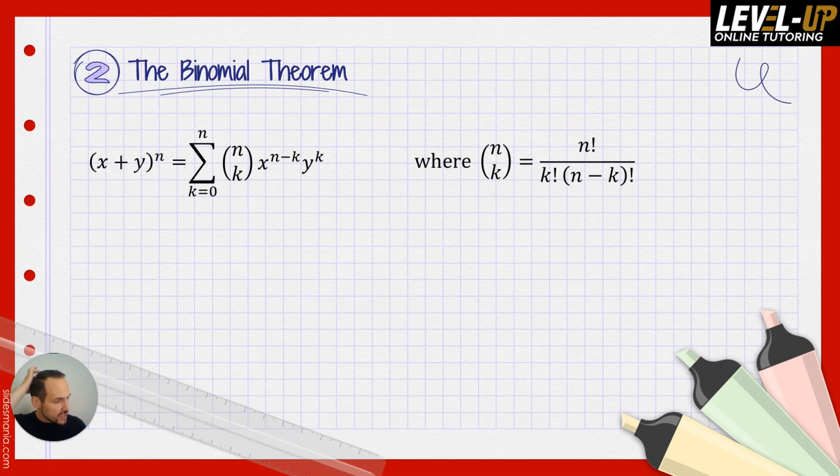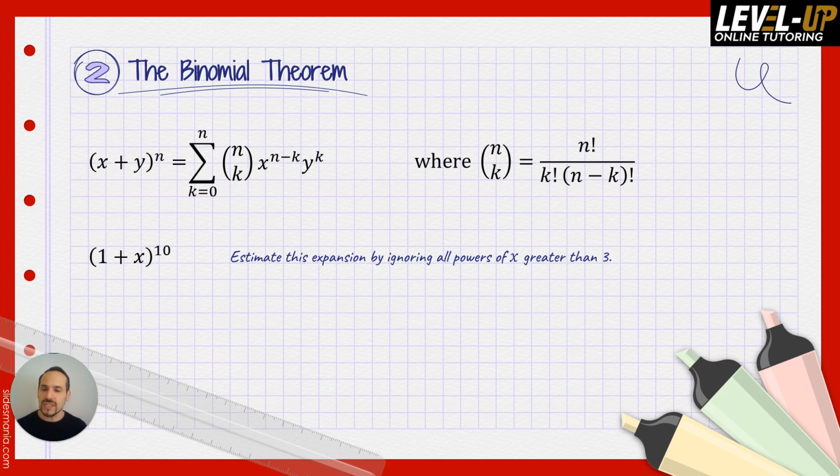Or another very common thing that we do is say if I had something like this, and what I wanted you to do is to estimate this expansion by ignoring all powers of x that are greater than 3. So we only want the powers of x up to x to the power 3. And this is a very common thing we do because say if we knew x is going to be a small number, a very small number, like a small fraction.